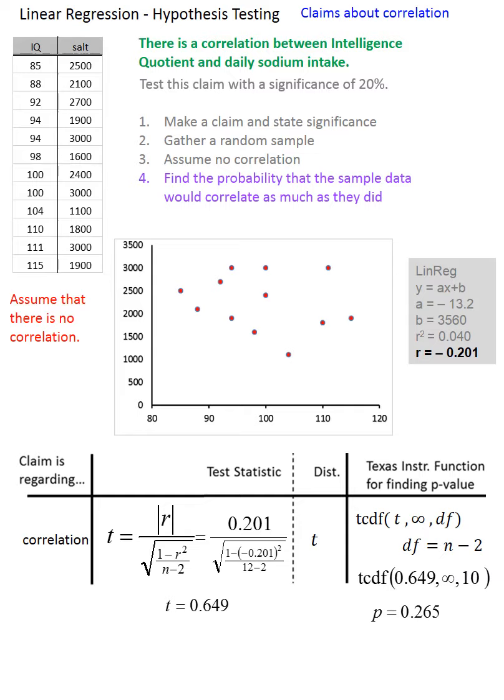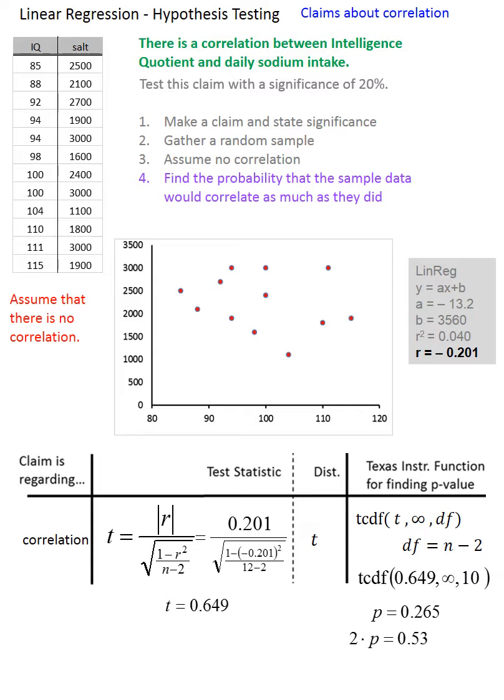Now what does this probability value mean? It means that the probability that the correlation coefficient was negative 0.201 or lower is 26.5%, assuming the null hypothesis is true. So doubling that as we do gives us about 53% probability of a type 1 error.